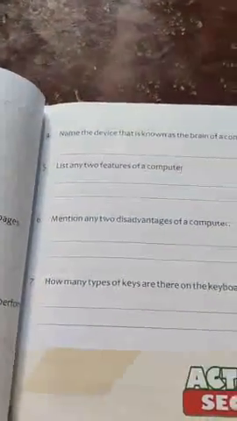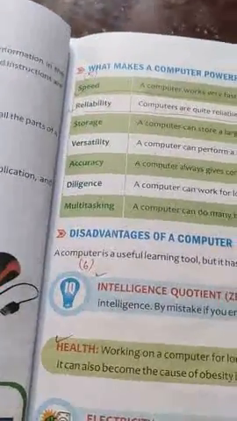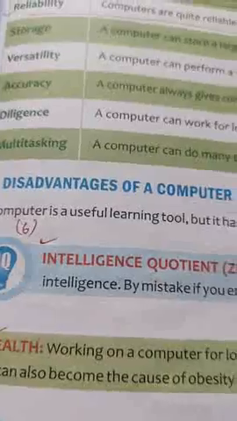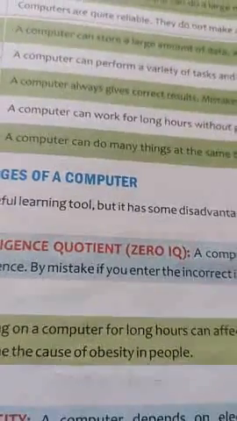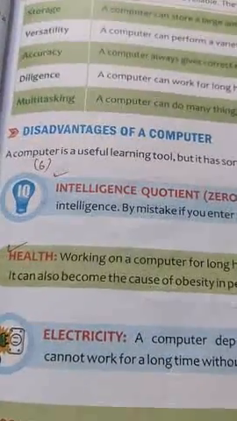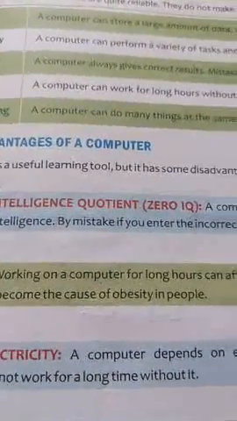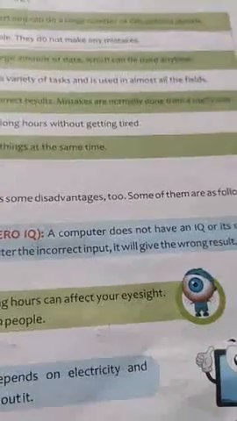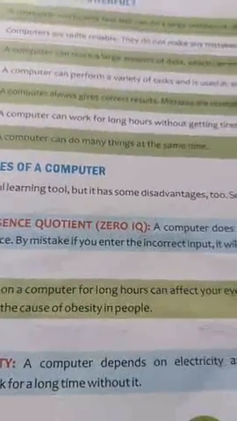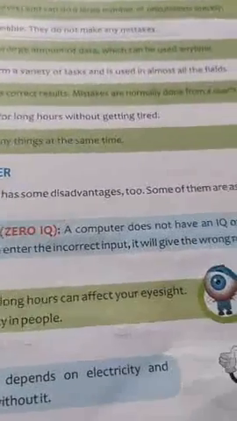And mention two disadvantages of the computer. कंप्यूटर का दो disadvantage क्या है? Disadvantages of computer. A computer is a useful learning tool, but it has some disadvantages too. Some of them are the following. Intelligence quotient, zero IQ. A computer does not have an IQ or its own intelligence. By mistake, if you enter the incorrect input, it will give you the wrong result.